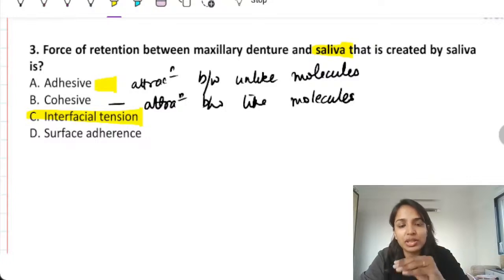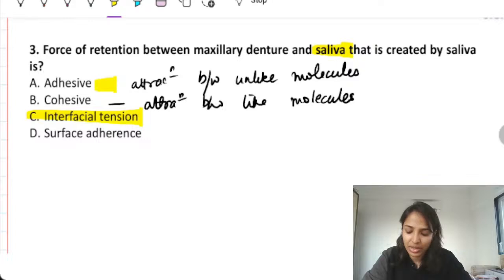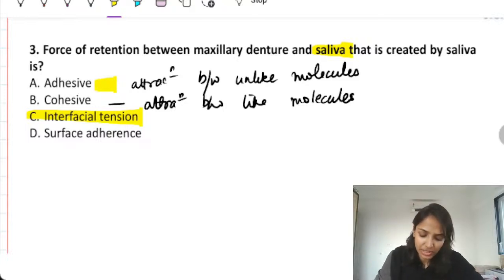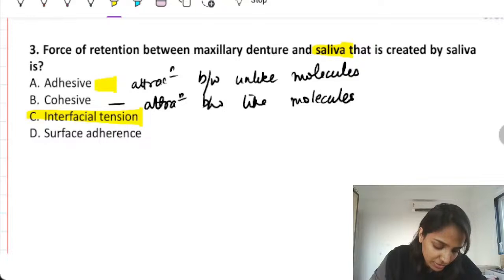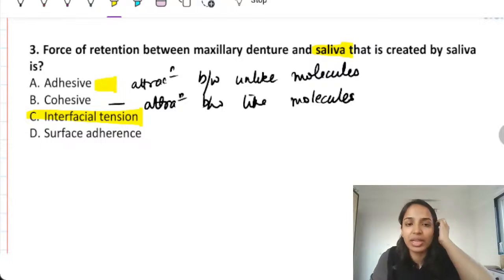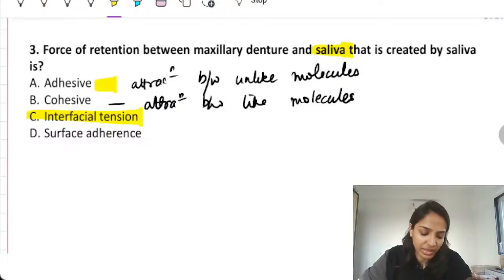In the present situation, the two surfaces are the palate and your maxillary denture, and the thin film is formed by saliva. Since our question mentions the force of retention that is created by saliva, that force is interfacial surface tension. I hope you are able to solve this question. Slightly tricky, but still, I would say an easy question if you have understood the concepts of retention.